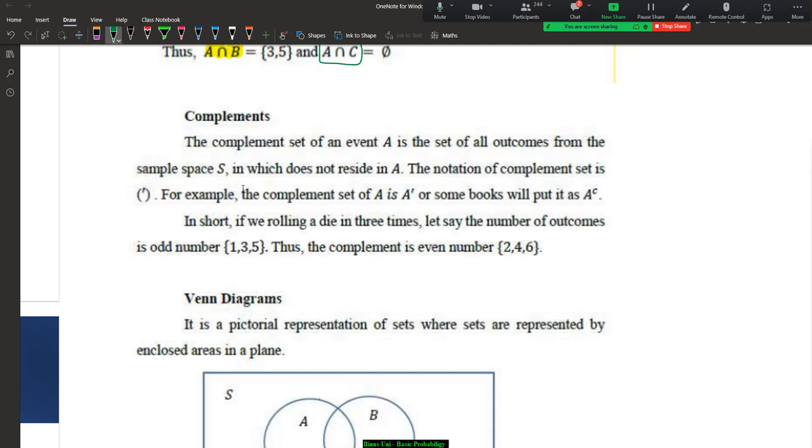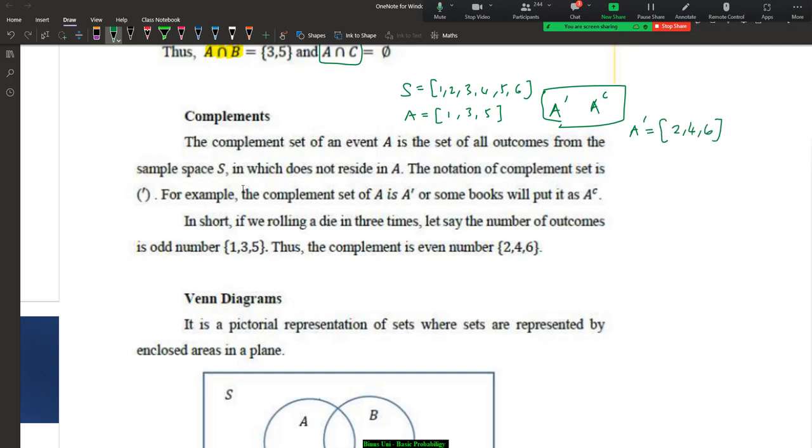Another term that we need to understand is the complement. Let's say we have a sample space for a die: 1, 2, 3, 4, 5, and 6. Let's say A is rolling a die, and they got 1, 3, and 5. The complement of A is A prime or A C. Some books will note that as A C, some books will put it as A prime. This represents a complement set. Complement means the elements that do not belong in A but are in the sample space. So A prime is equal to 2, 4, and 6. These are the elements that do not belong in A, but are in the sample space. So this is a complement set.